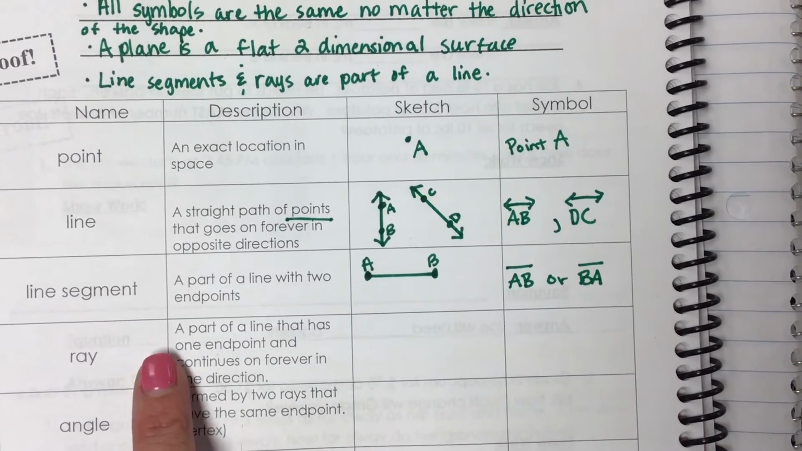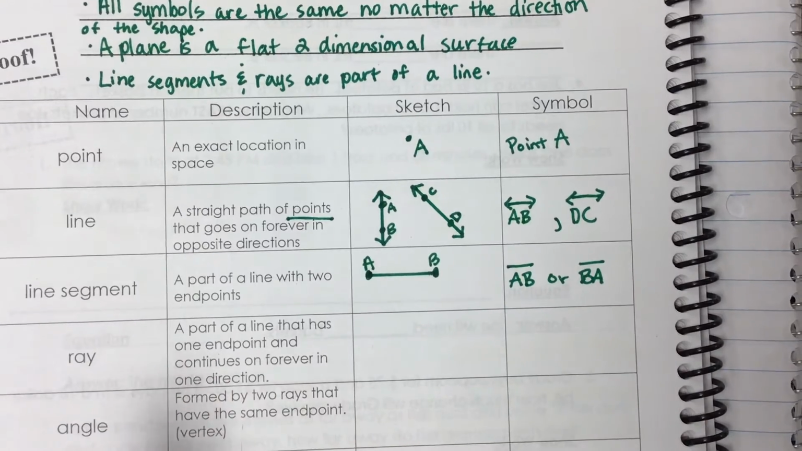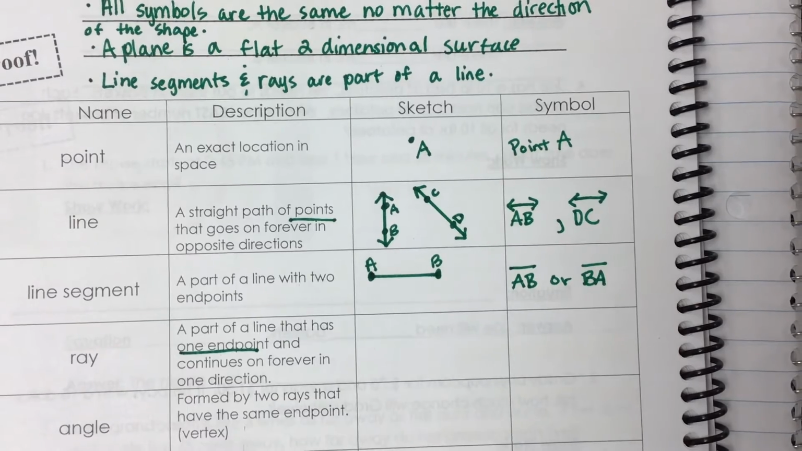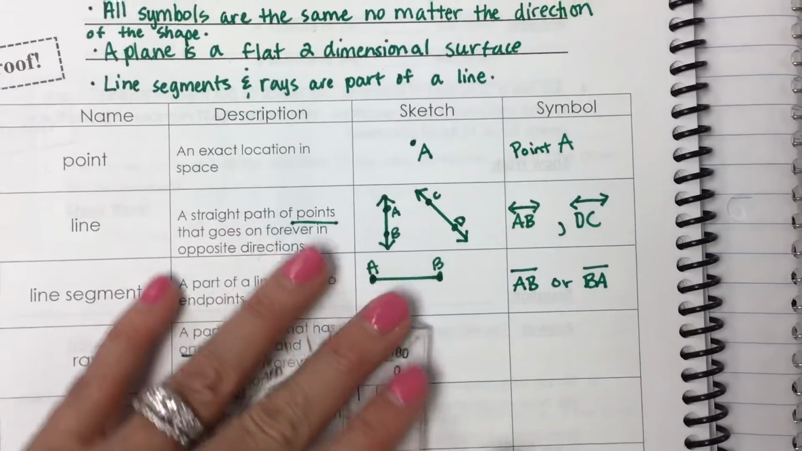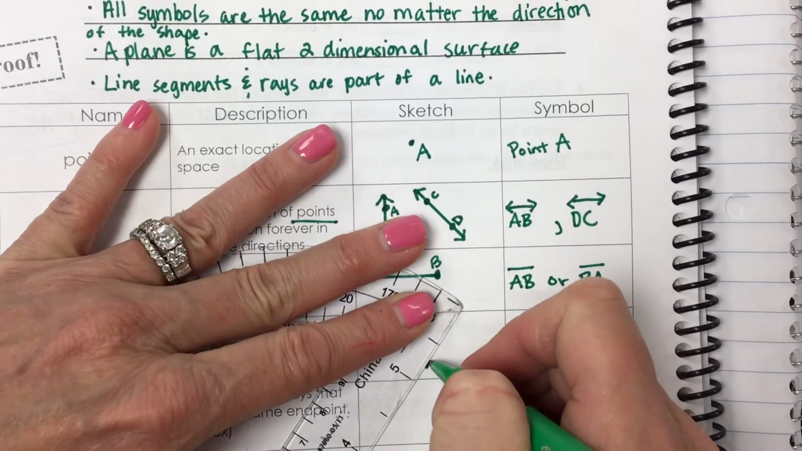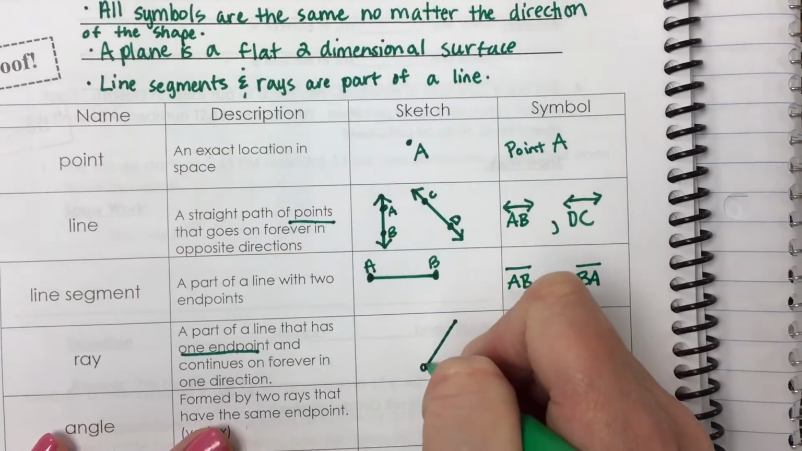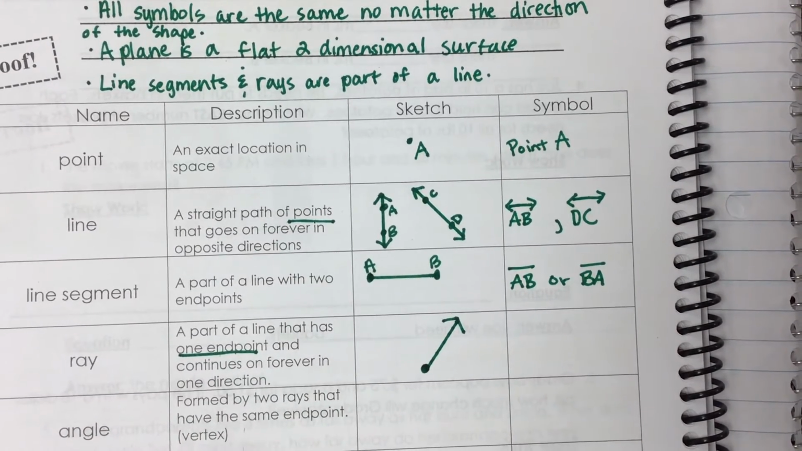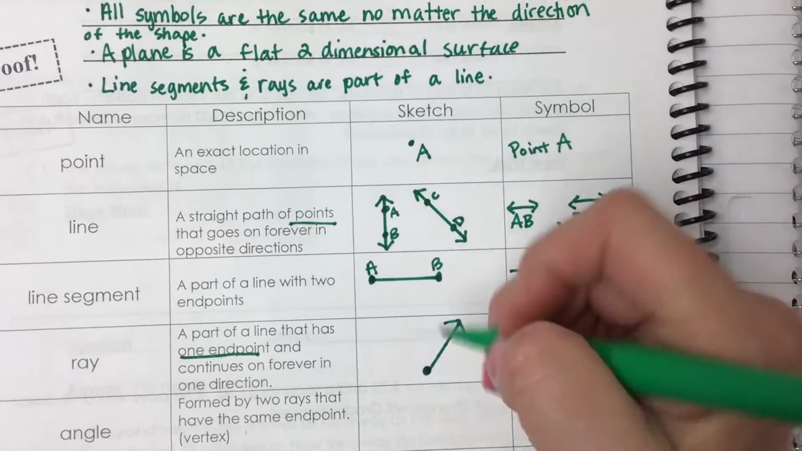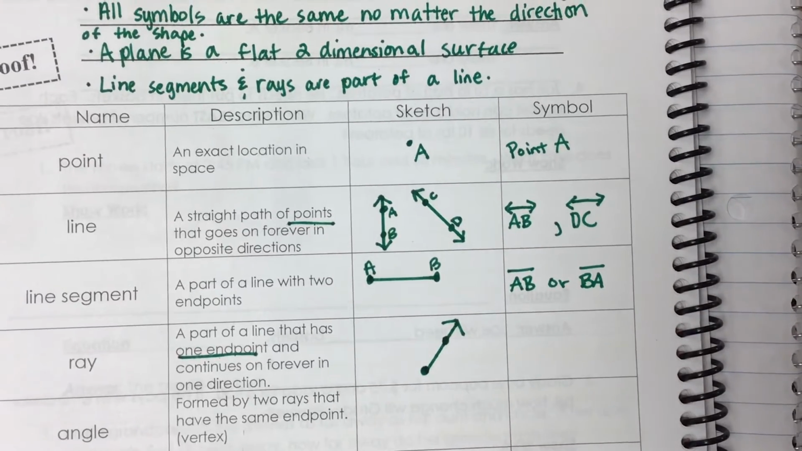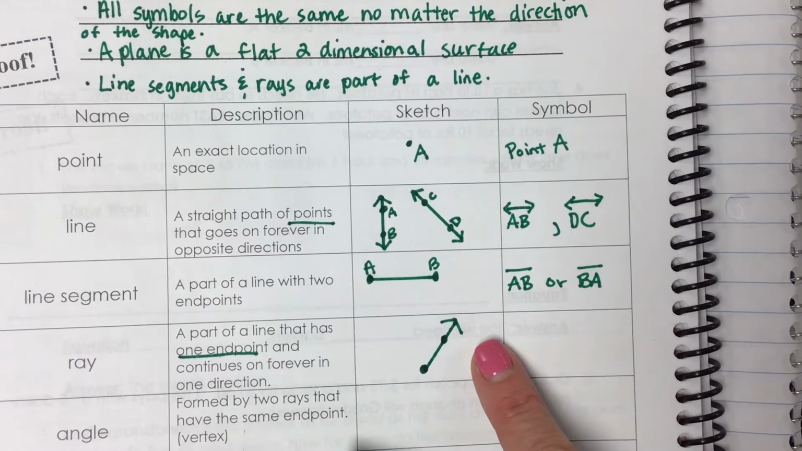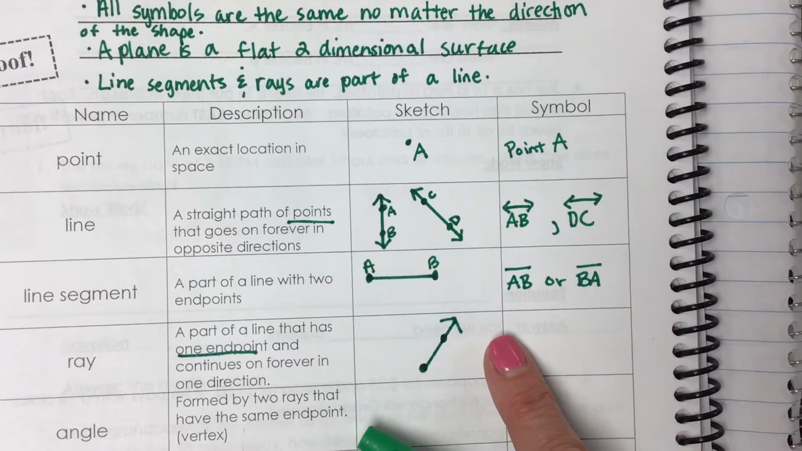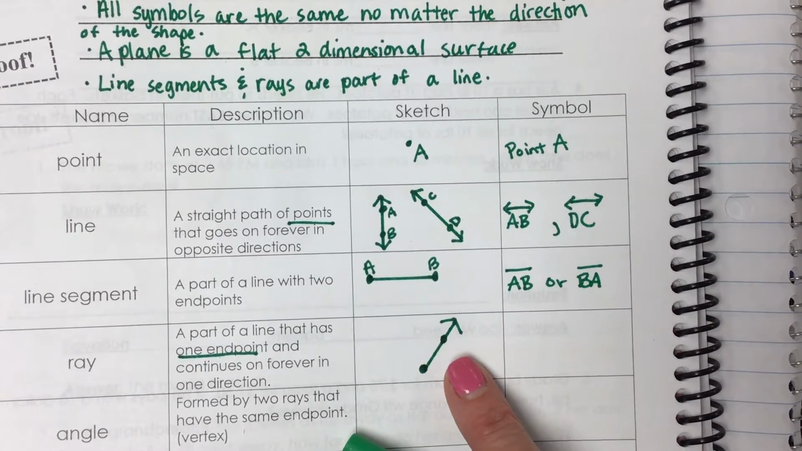Okay, now we have a ray. A ray is part of a line that has one endpoint, and then it continues on forever in the other direction. It does not matter what direction you draw your ray. It has one endpoint and it has an arrow. But everyone listen to this closely. Even though it only has one endpoint, you have to have a second point on it. Do not put it under the arrow, because that will make it so I can't see it.